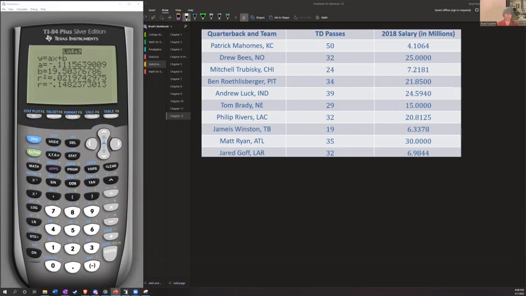So now let's take a look. How does this change if I remove Patrick Mahomes? Here it seems like there's actually a slightly negative correlation. It looks like the more touchdown passes you throw, the less your salary is, ever so slightly. But we were told to go ahead and remove Patrick Mahomes and see what happens. So I'm going to go to stat edit, and I'm just going to delete this entry. Now let's see how this affects it.